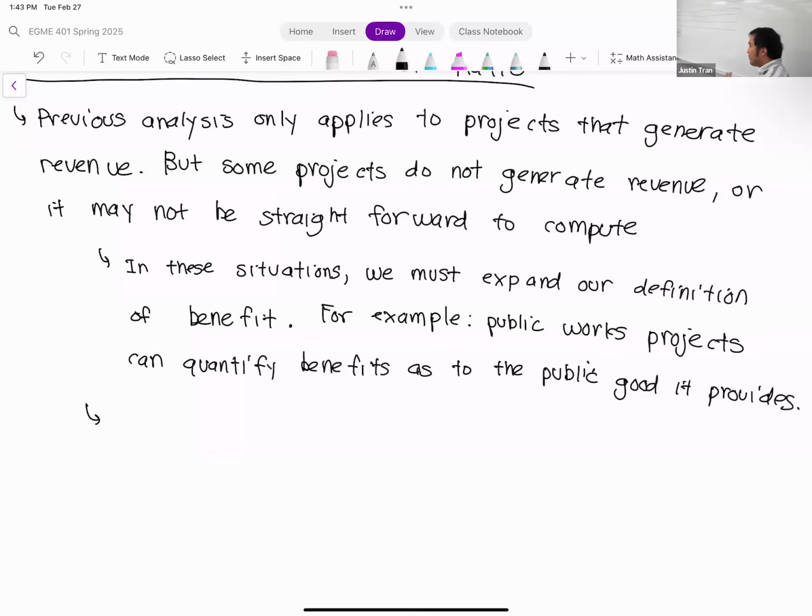Another situation where you may want to modify the strict definition of benefit cost ratio is to do it in terms of time. For certain companies, and these are companies that often take on projects with a long project horizon, things like construction companies, they may like to compute the ratio in terms of all future cash flows divided by the initial cost.